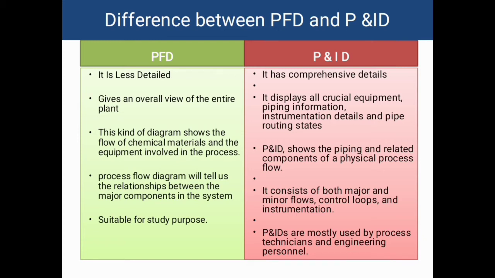This kind of diagram shows the flow of chemical materials and the equipment involved in the process. How the flow is routed from one instrument to another, and what all the equipment involved in the process are, the PFD will tell. The P and ID will tell you all the components of a physical process and the piping related to the process. The PFD is an overall view, while the P and ID is a detailed description of a process plant.